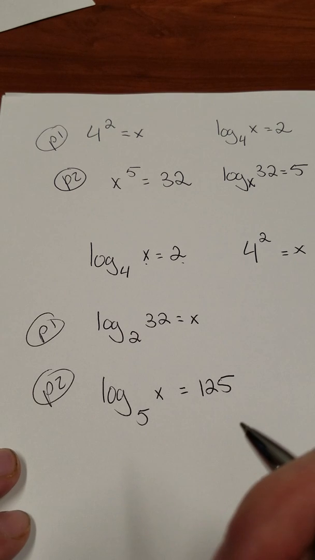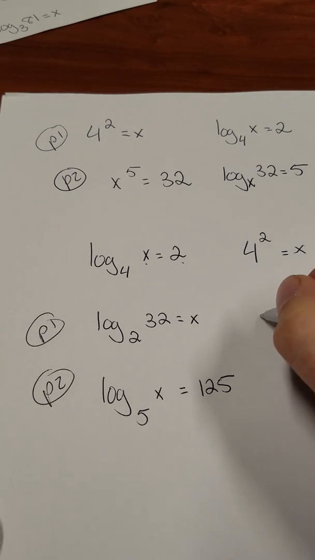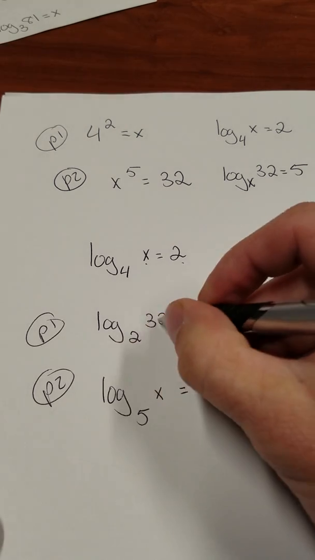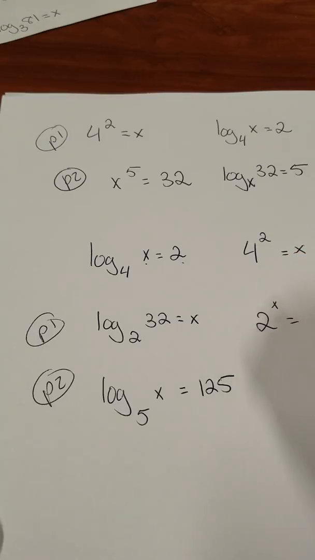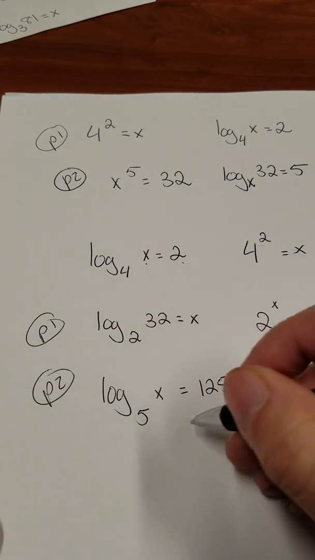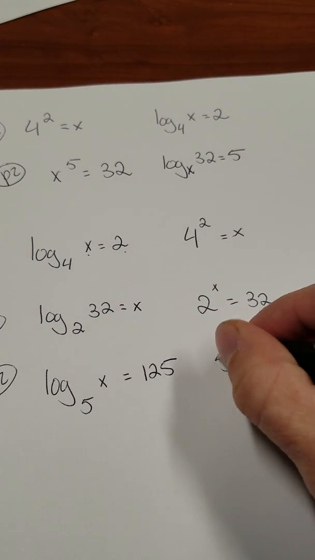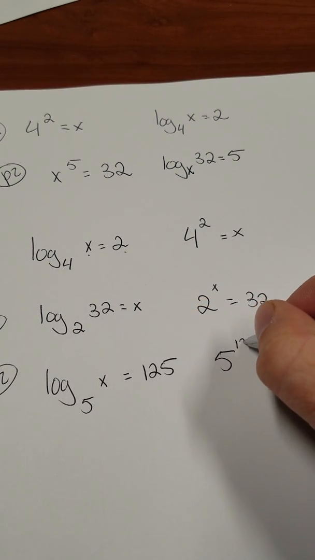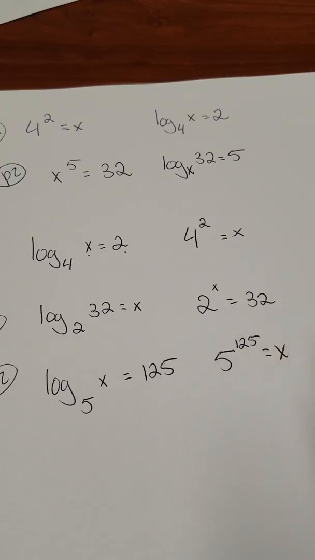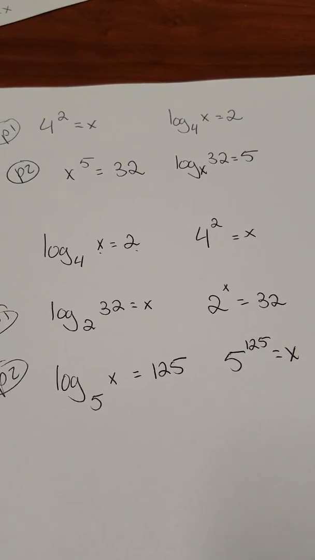All right, hopefully you've done that. So base stays the same, so 2. Can't use two things from the same side, so x equals 32. And then over here, base is 5. Can't use two things from the same side, so 125 equals x. So that wraps up our video on the basics of logarithms and rewriting logarithms as exponentials and exponentials as logs.